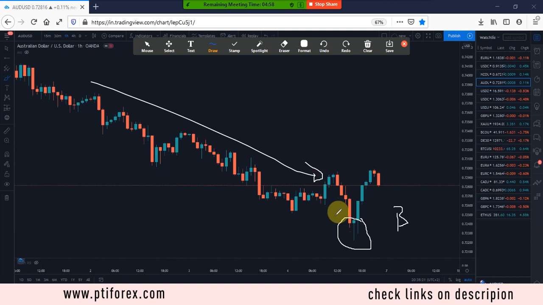So candles, they don't really work alone. They really don't work alone. So it is good for your knowledge, and there are strategies where you can apply candlestick patterns.